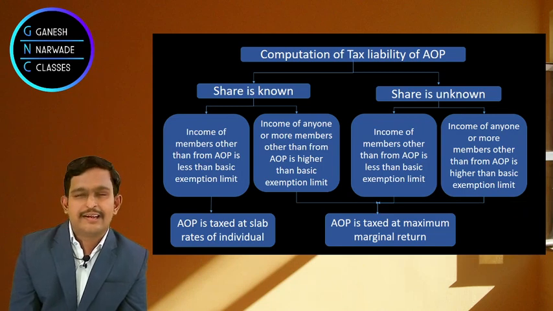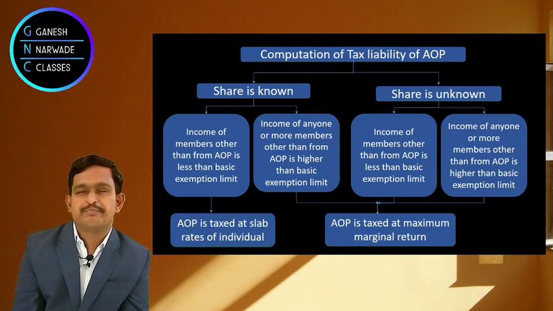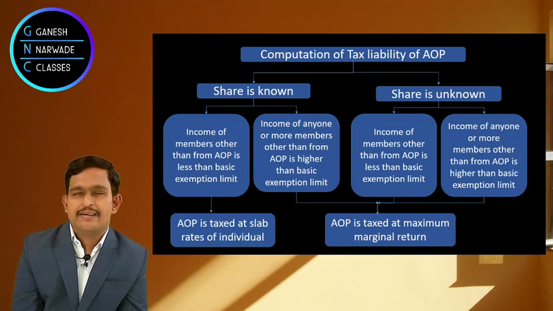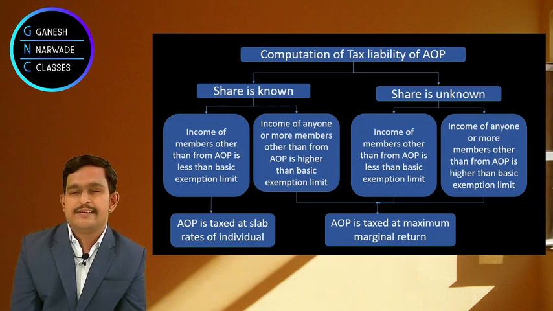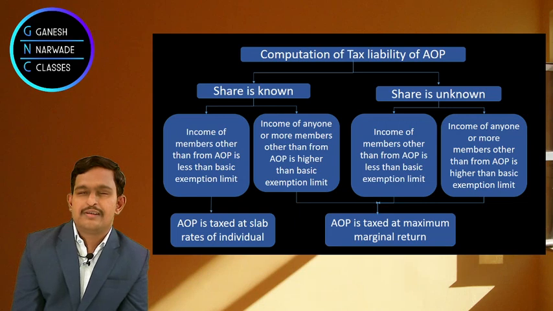They want to calculate it properly by two charts. First, is the share of members known? What is the question? Is the members' share known? And is it not known? They are working together but who is earning how much, whose share is how much, is not known. Is it known or unknown? Sir, tell both. I will tell.